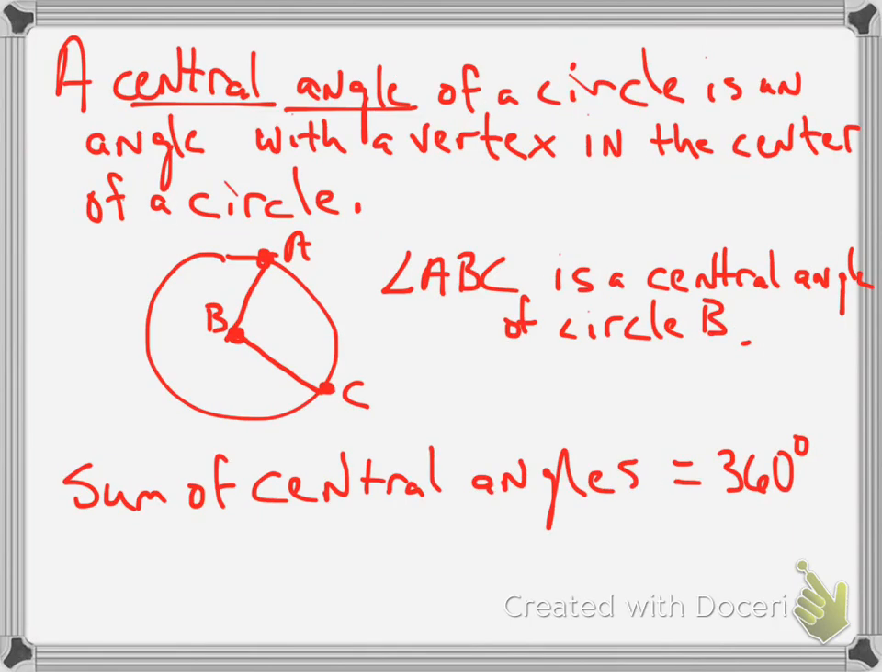Alright, a central angle of a circle is an angle with a vertex in the center of a circle. So you can see here that angle ABC is a central angle of circle B. So this is a central angle. And the sum of central angles, when you get them all together, is going to be 360 degrees. Obviously that would be all of the central angles. Keep that in mind.